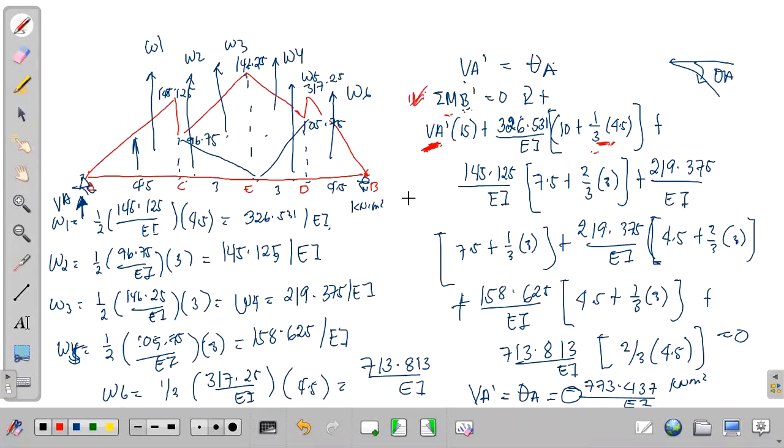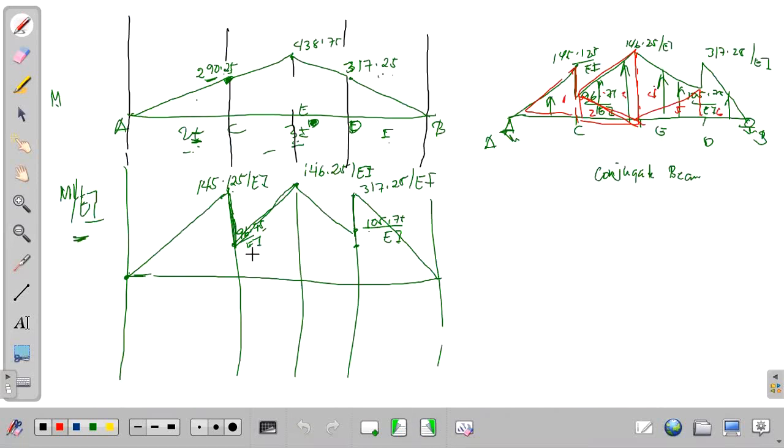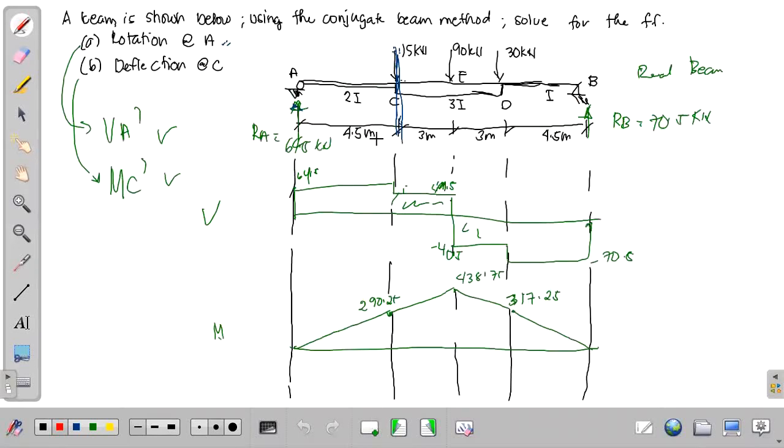Okay, so any more question? Ma'am, yung figure, bakit po 2I, 3I, at I ang gamit niya dito? Ito ba yung tinatanong mo? Yung MEI diagram natin. Ito. Ma'am, bakit po 2I, 3I, at I ang gamit niya dito?